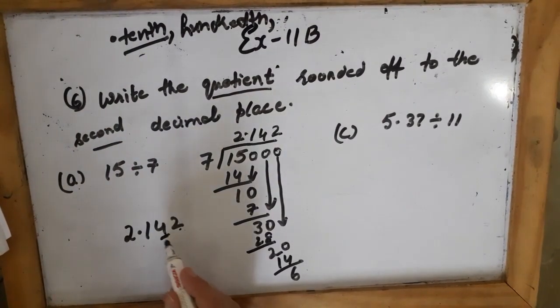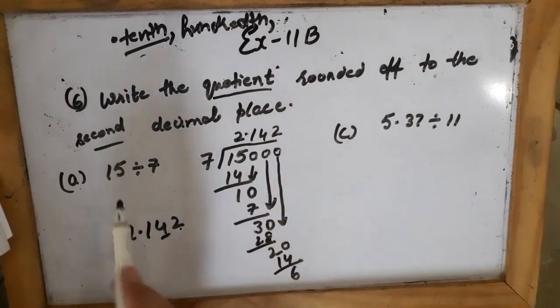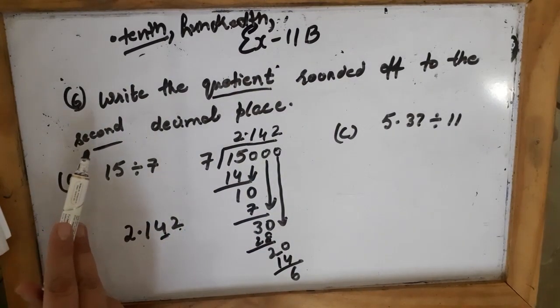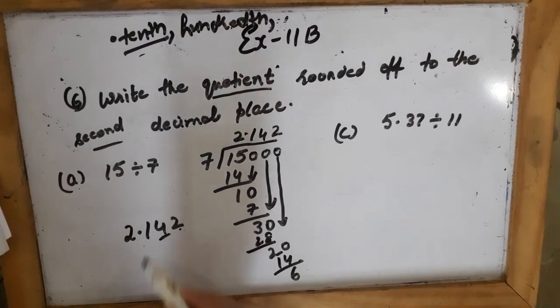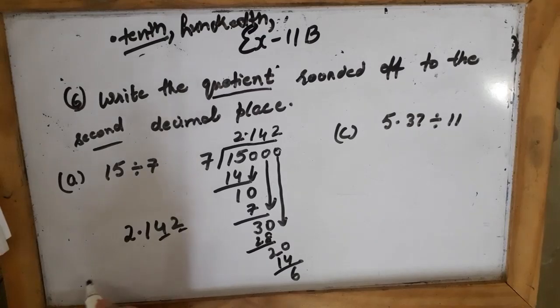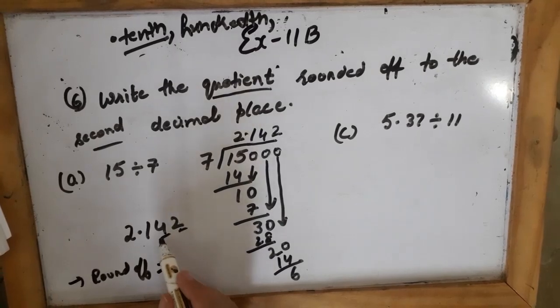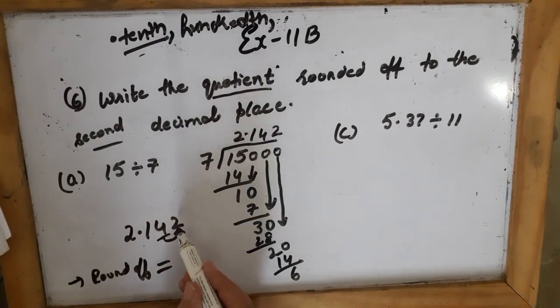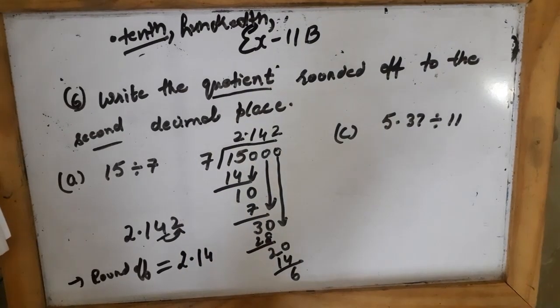I can find my answer with these 3 places only, because I have to round off the number to the second decimal place, and I have the second decimal place and the third decimal place also. So I can find my answer as the question requires. So when I round off this quotient to the second decimal place, this is the second decimal place, and I will look at the digit next to it, which is 2, which is less than 5. So it means 4 will remain 4, and my answer will be 2.14.